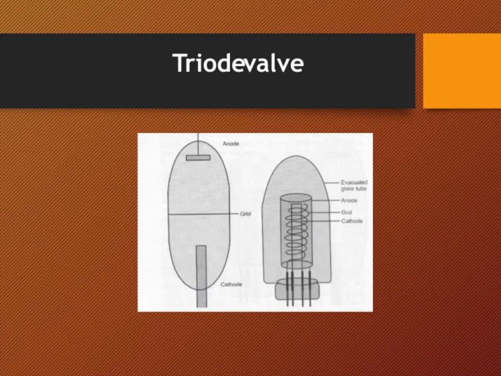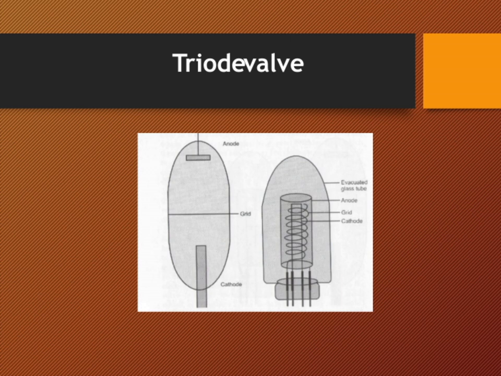Let's take a moment to look at the triode valve. The triode is a fundamental electronic component that played a crucial role in early electronics. Essentially, it's a type of vacuum tube that controls electrical current using three elements: the cathode, the anode, and a control grid. The control grid is what makes it so effective for amplification purposes.